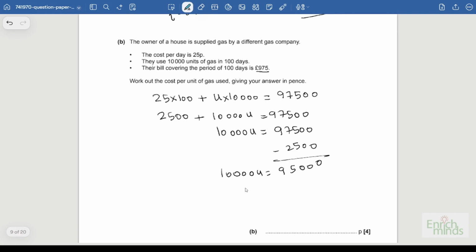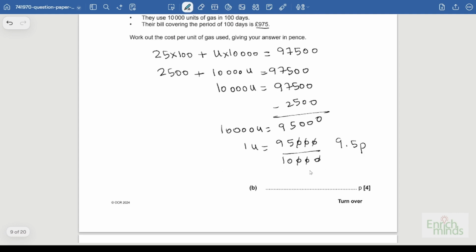Then 1 unit will cost 95,000 divided by 10,000. So the 3 zeros cancel out. 95 divided by 10 is 9.5p. It wants the answer in pence, so we got it as 99.5p.